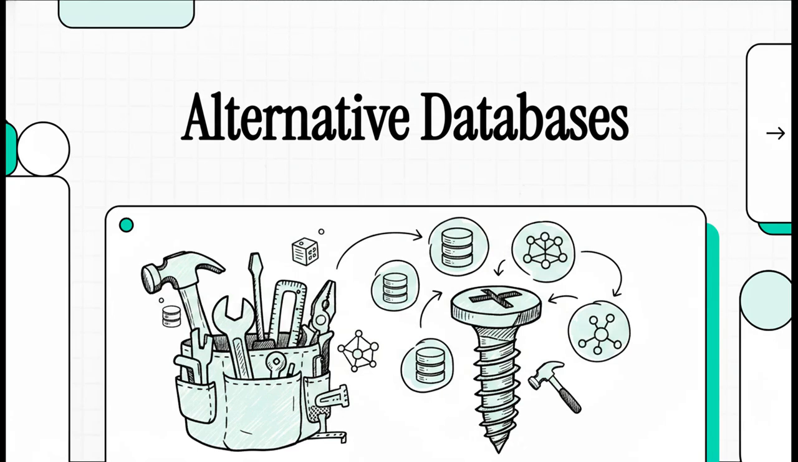Today, we're looking at alternative databases, basically treating data storage like a massive developer's tool belt. Because let's face it, when it comes to modern, high-performance apps, one size absolutely does not fit all. I mean, you wouldn't use a sledgehammer to tighten a tiny screw, right? Well, that same exact logic applies to how we store and manage data in the real world.